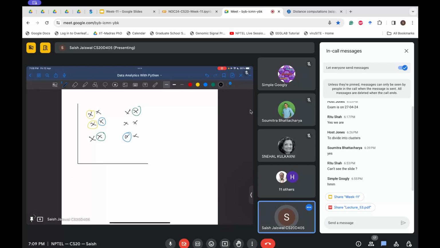Can anyone identify? Let's say I have these data points, and this is one data point over here. So what is the problem in this case? What problem can occur?